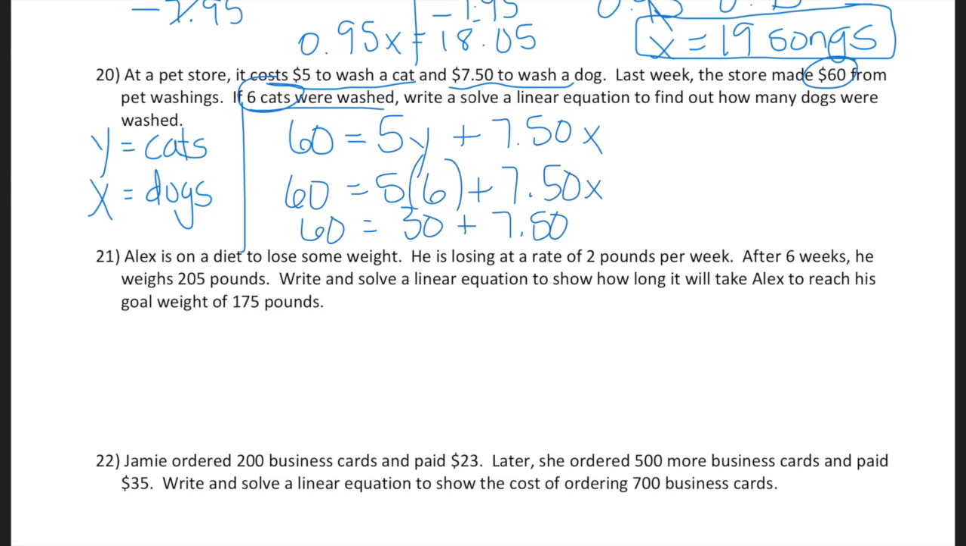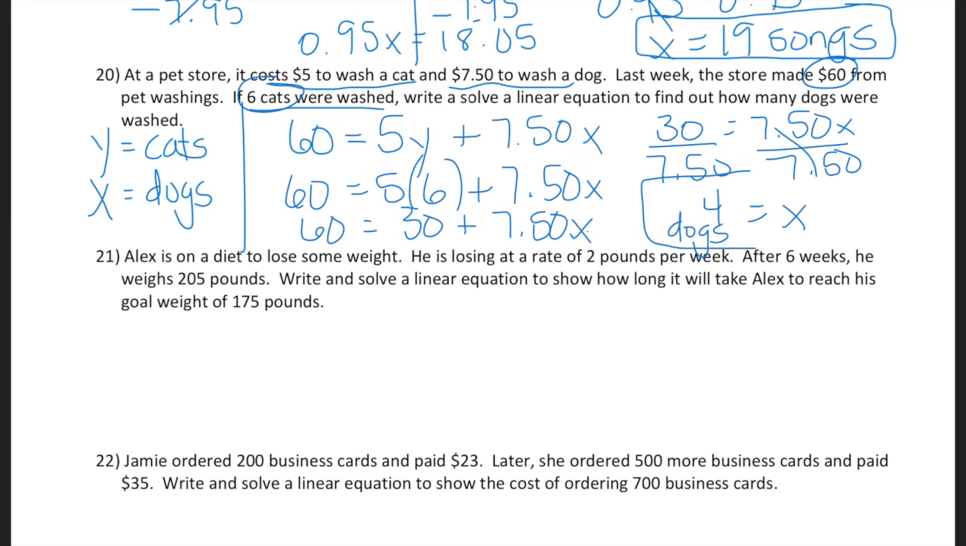And actually, it doesn't really matter if this variable is x, y, d, g, q, whatever. We just need to solve this equation. I'm going to subtract 30 on both sides. That's going to give me 30 equals 7.50x. And I'm going to divide by 7.50. And let me run to my calculator. And it's 4. So 4 dogs were washed.